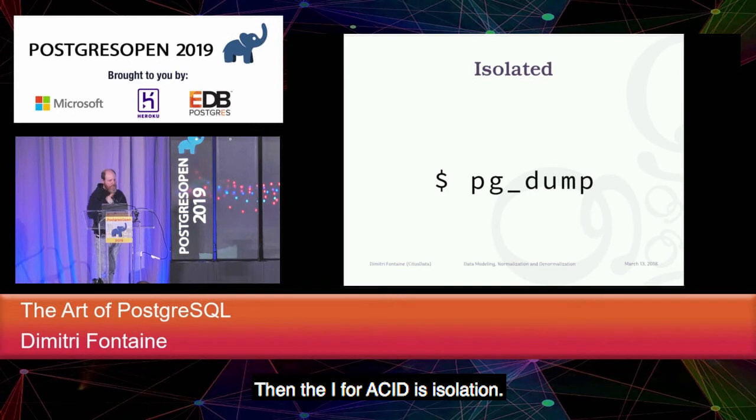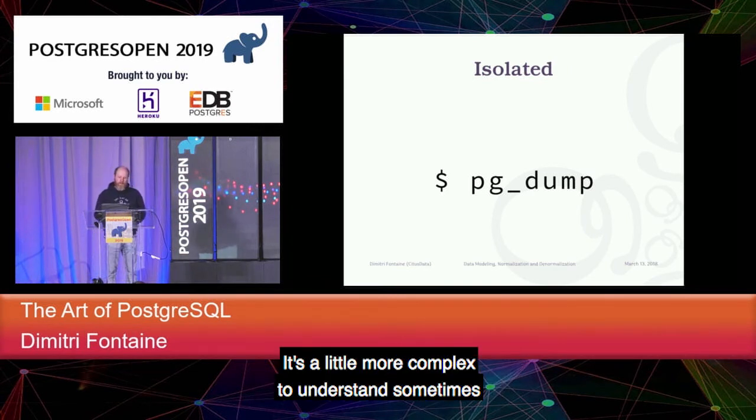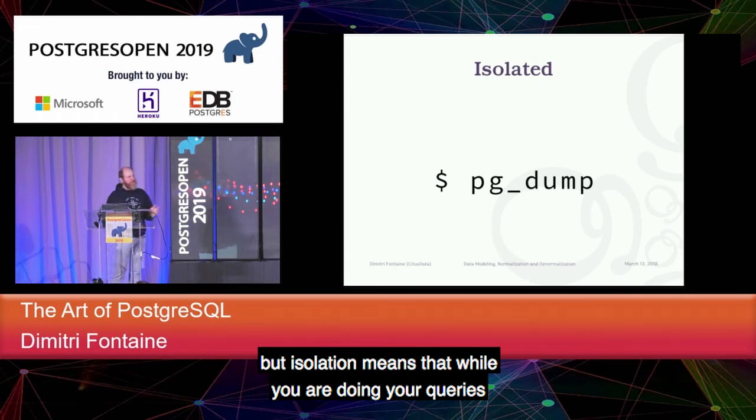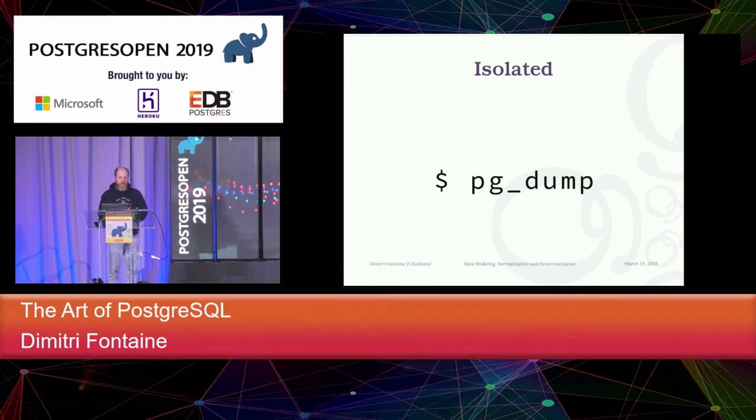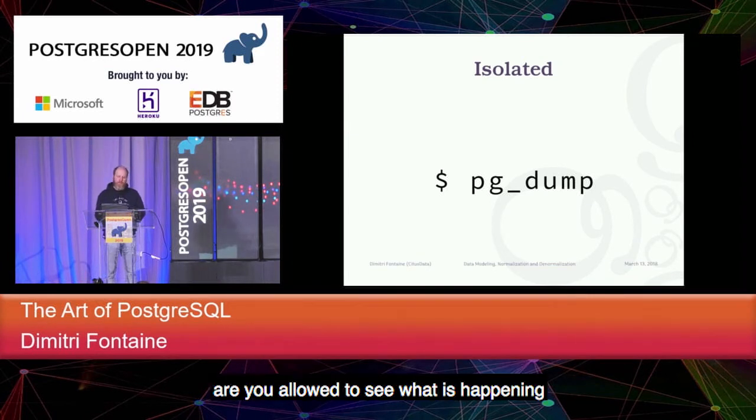Then the I for ACID is isolation. It's the other side of atomicity. It's a little more complex to understand sometimes. But isolation means that while you are doing your queries, are you allowed to see what is happening concurrently in the rest of the system?